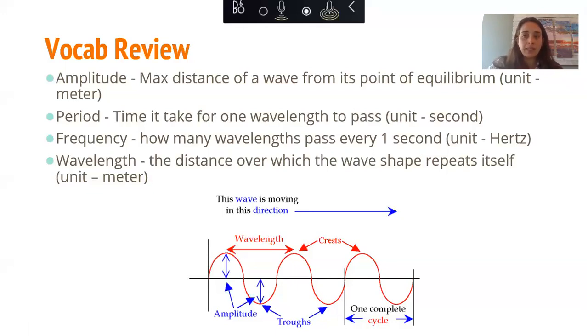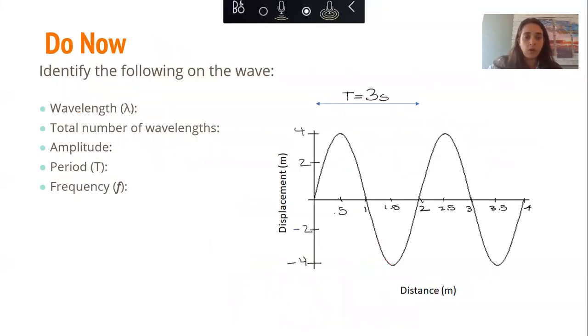Great. Again, in the spirit of review, we are going to do this now. So I would like you to identify the following on the wave you see on the screen. The wavelength, the total number of wavelengths, the amplitude, the period, and the frequency. When I say go, in your notebooks, you're going to answer those following questions, and you're going to hit pause. Once you're ready, after no more than 2 minutes, hit pause, hit play again, so we can move on. Go.